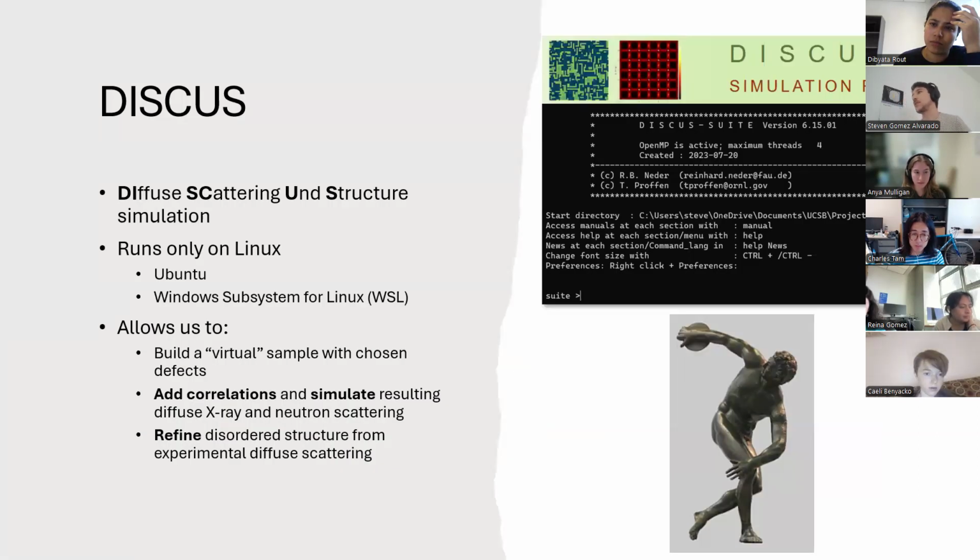So one of the software packages that you can use for simulating disordered crystals and diffuse scattering is called Discus. Discus stands for diffuse scattering und defect structure simulation, in German. It runs only on Linux, but you can install it on Windows.